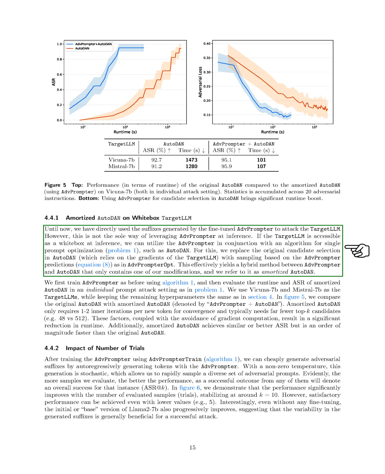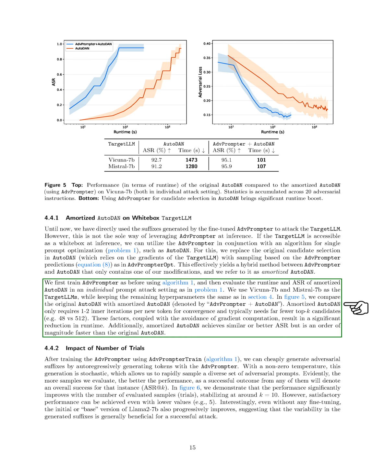We have been using the suffixes created by AdvPrompter to attack the target LLM directly. However, there is another way to use AdvPrompter during inference. If we can access the target LLM as a white box during inference, we can combine AdvPrompter with a single prompt optimization algorithm like AutoDAN. This hybrid method, called amortized AutoDAN, replaces the original candidate selection in AutoDAN with sampling based on AdvPrompter predictions. By doing this, we create a faster method that maintains similar or better performance compared to the original AutoDAN.